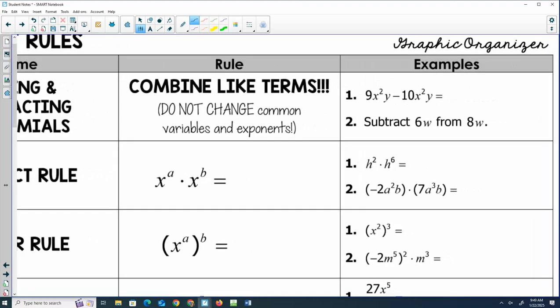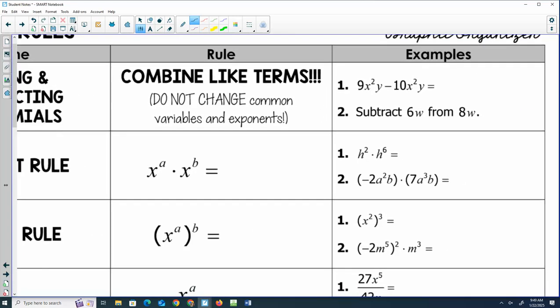List of everything that we've done, what the rule is, and some examples. We'll go through this together. If you guys are participating and answering questions, then we'll get through it faster, and that will give you more time to work on stuff so you don't have to stay in here if you don't want to.